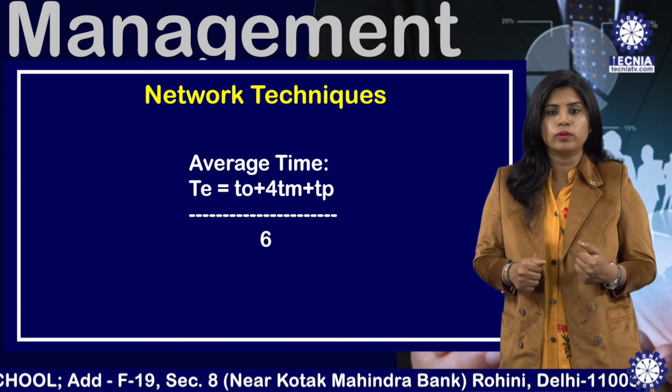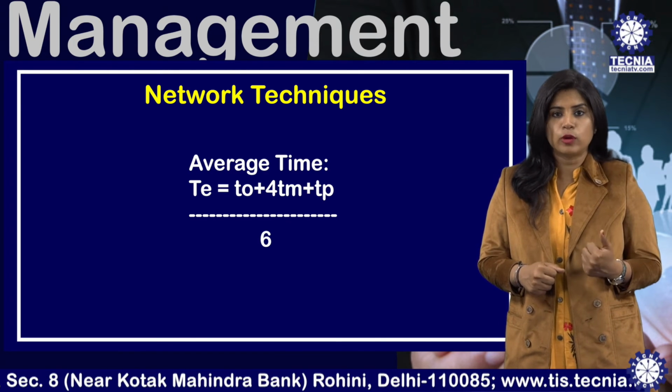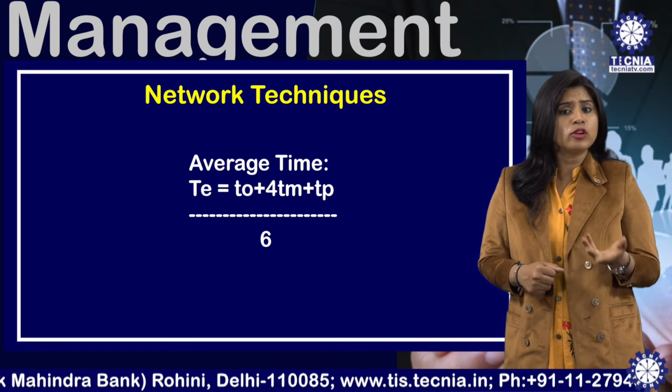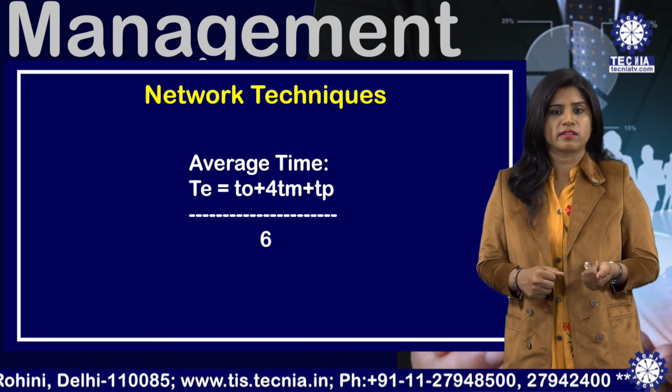Now, how do we calculate average time? That is denoted by TE. TE is equal to TO plus 4TM plus TP, divided by 6. TO is optimistic time, TM is most likely time and TP is pessimistic time.